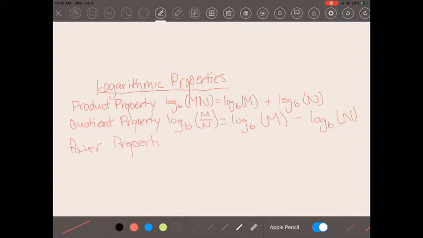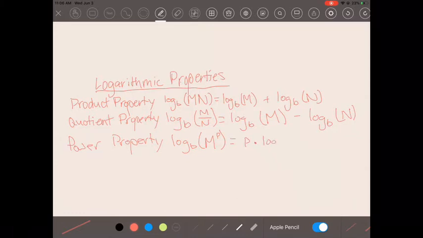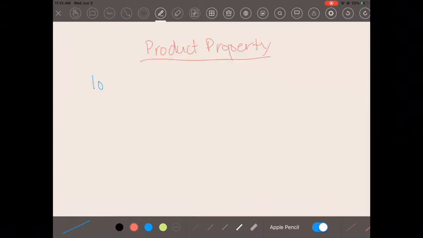The third property is the power property. This property says that the log of a power is the exponent times the logarithm of the base of the power. This property allows for a quicker way to simplify logarithms dealing with powers. In this logarithm, the exponent on m, which is p, is being brought to the front of the logarithm.